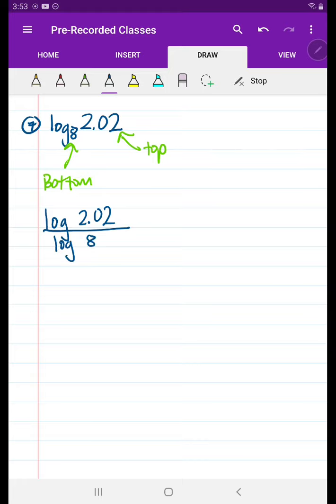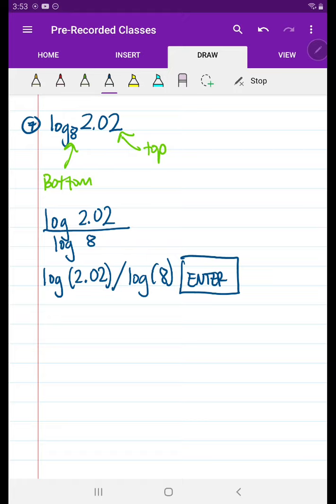And so how we can punch that into our calculator, you have to be careful with your parentheses and your division sign, is you can punch that in as log 2.02, close the parentheses, and then your division sign, log 8, close the parentheses, and then hit enter. And when you do that, you should get 0.3381. So then for number 7, our answer choice is going to be C.